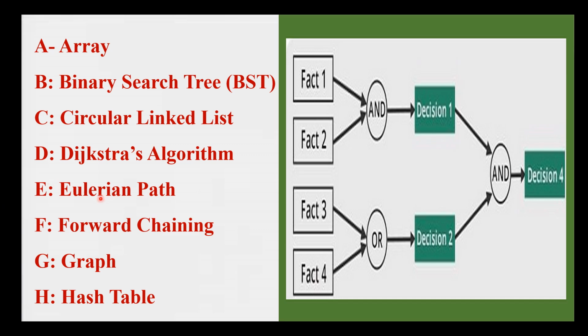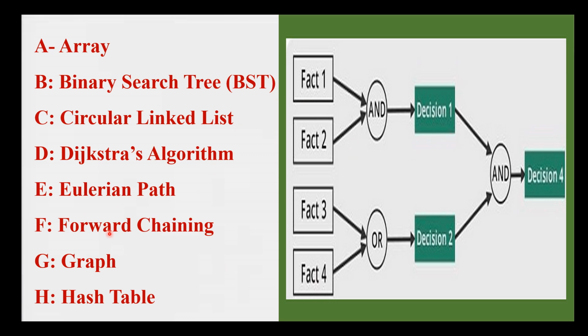E stands for Eulerian path, which is a path in a directed graph that visits every edge exactly once. For example, a route on a map that visits every street in a town exactly once. F stands for forward chaining, which is a reasoning based method in artificial intelligence that starts with a given information and applies rules to derive new conclusions. For example, a chatbot that answers questions by following a determined set of rules.